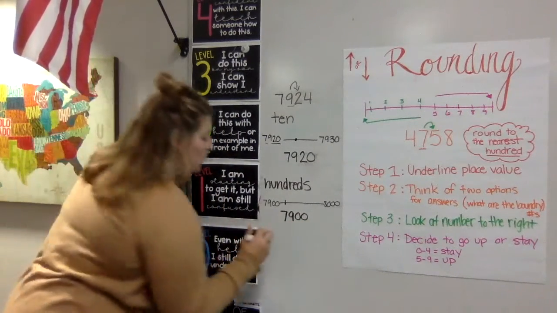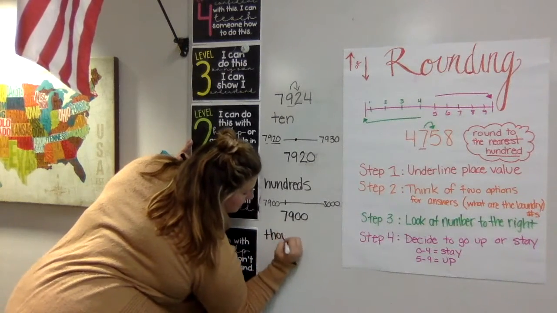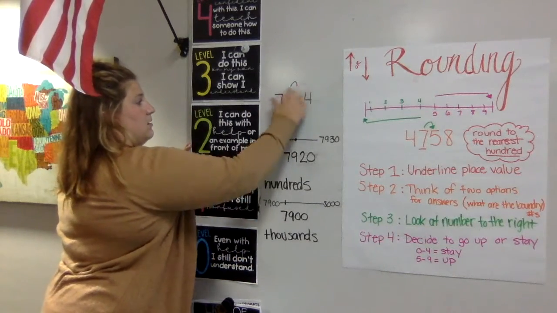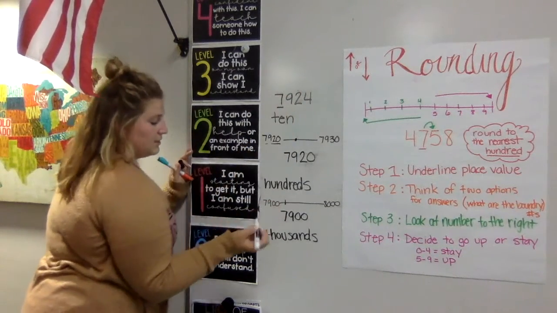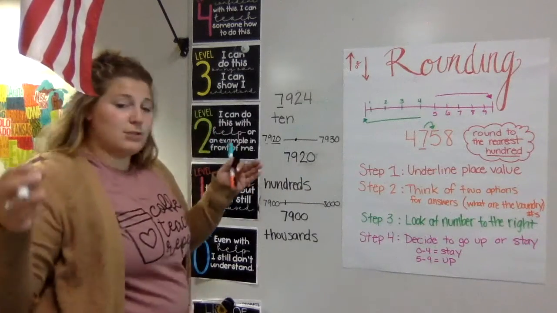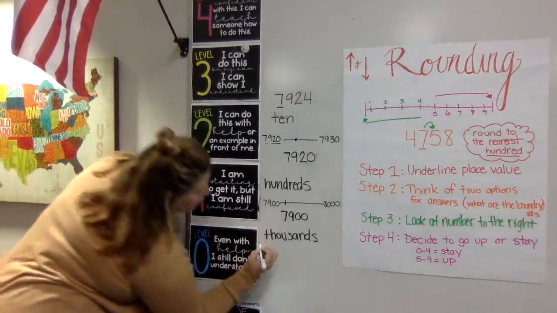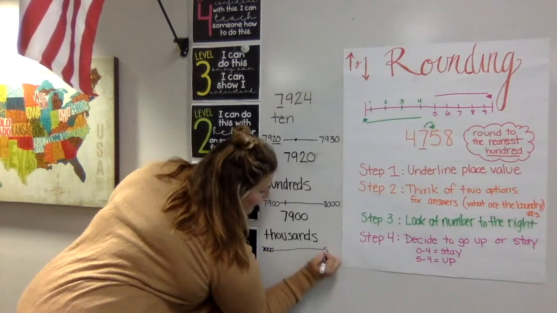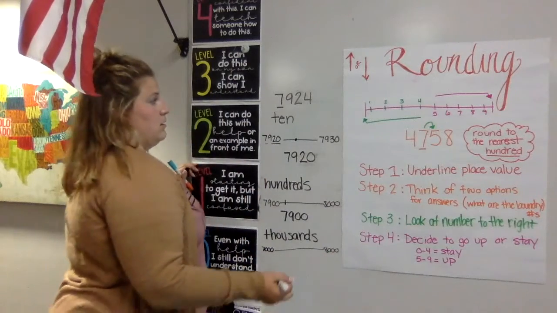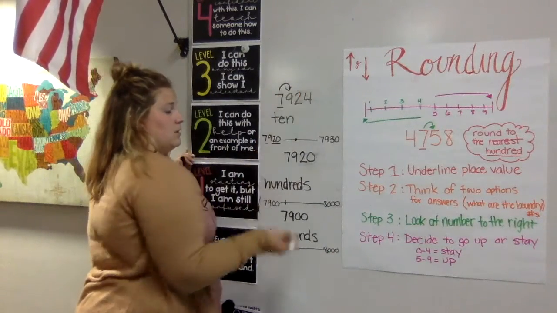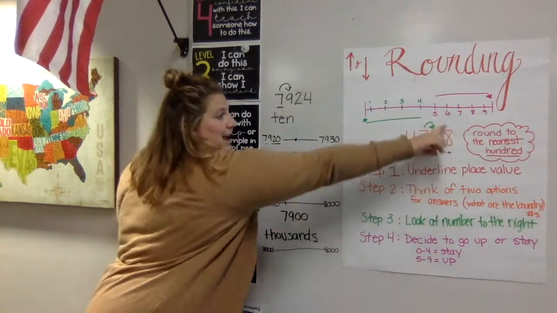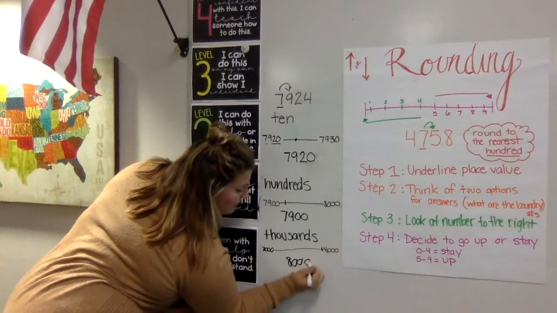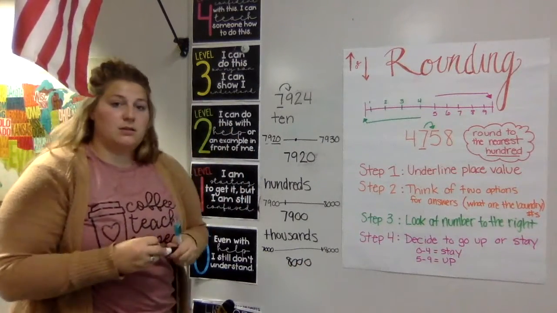And we'll do one last one for the thousands. Same rules apply. I'm going to underline where my focus is. Then I'm going to think about what my two options are, or those boundaries of the number line, which would be 7,000, where I already am, or 8,000. I look at the next number. The next number is 9, which is closer to there. So rounded to the nearest thousand is 8,000.